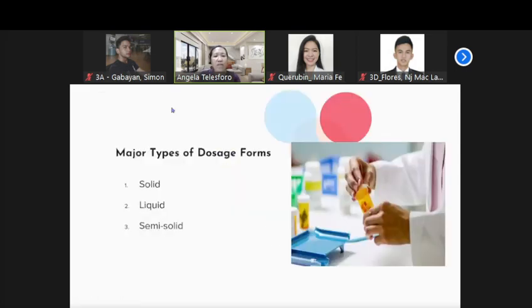So what are the major types of dosage forms? We have solid, liquid, and semi-solid. All other dosage forms belong to the specialized types, but these are the three major. And if you notice, number one is the solid dosage form. Most of the products that we sell in the drugstores are in solid dosage forms. Next are liquid, and third are the semi-solid.